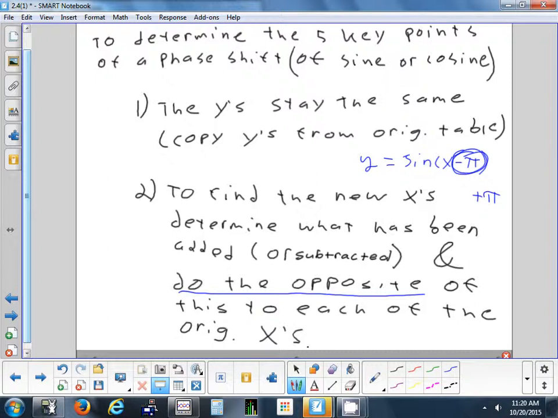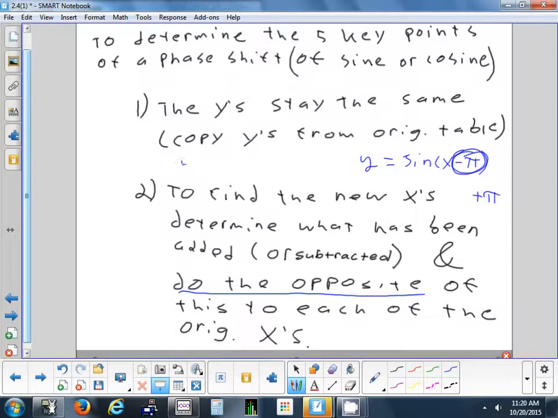Out of the 4 transformations we're going to study, 2 of them you've got to do the opposite of what you see. 2 of them you do exactly what you see. The ones where you do exactly what you see, I like those better because it makes common sense. This is one that doesn't really make common sense. Why would you do the opposite? It's just the way it works. So if I see a minus pi, I'm going to add pi to each of the original x's in that table.